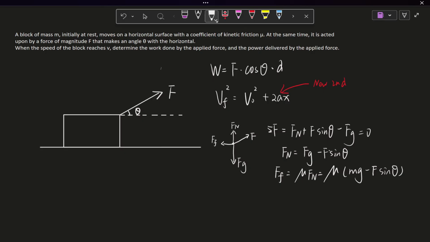So now we figured out Ff. Let's write a net force equation for the horizontal components. We assume the right is the positive direction. So horizontally, there are two force components. One is Ff, and the other one is the horizontal component of F. It's just F cosine theta, right? So let's write F cosine theta minus Ff is equal to ma.